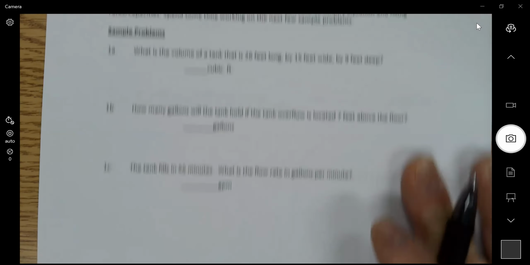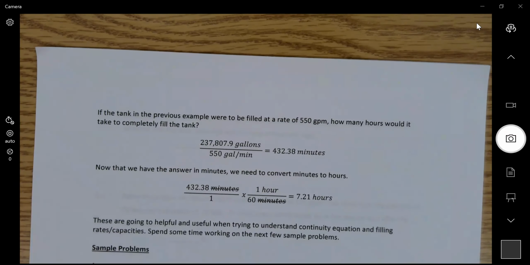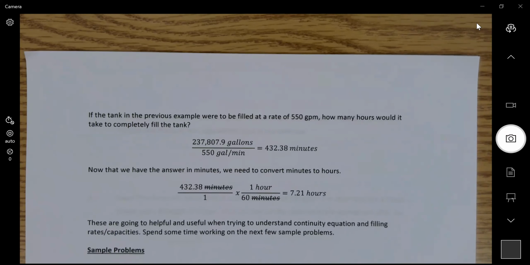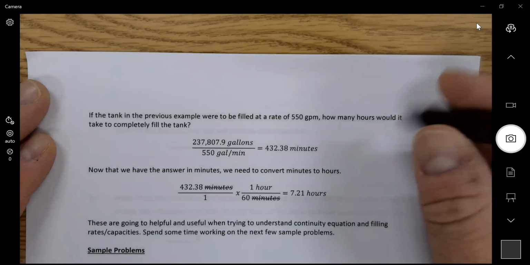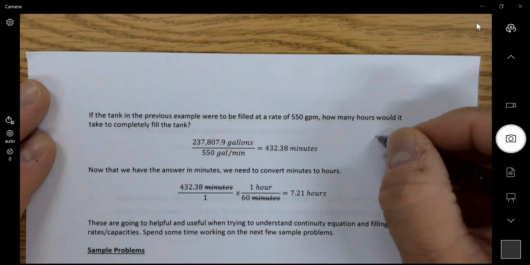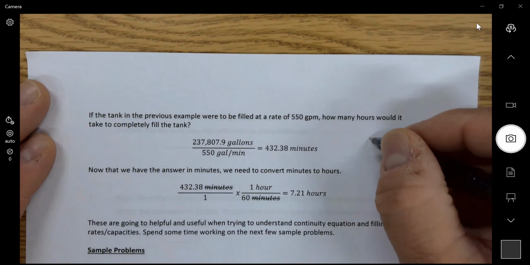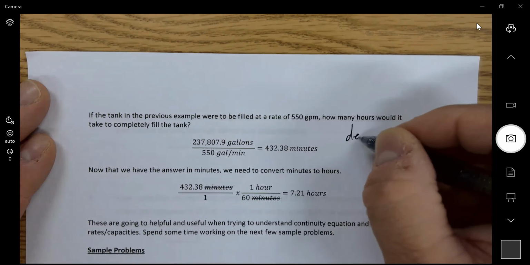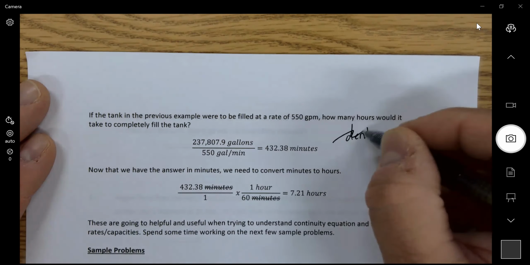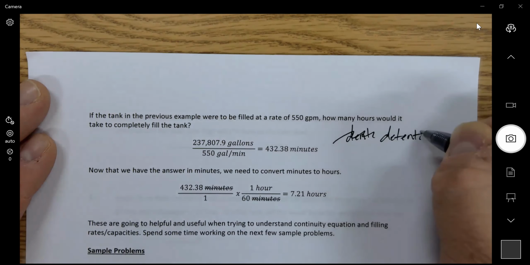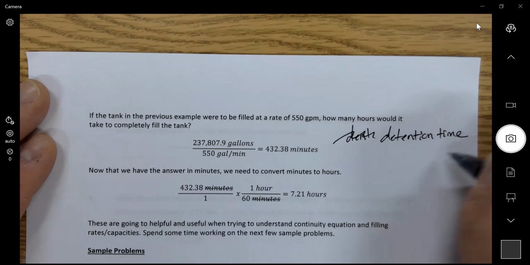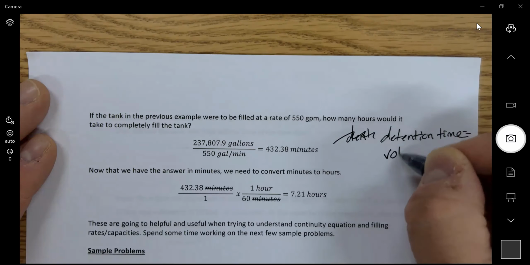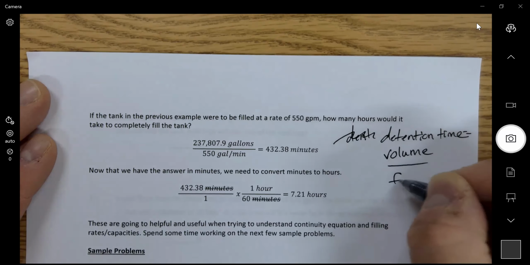Well, if that tank from the previous example were to be filled at a rate of 550 gallons per minute, how many hours would it take? Okay, so there's a detention time formula on the back of the math formula sheet. Detention time, did I spell that right? Detention time equals volume over flow rate.